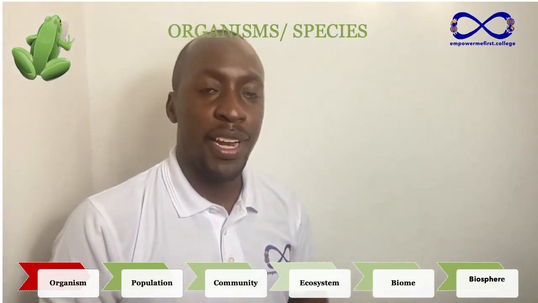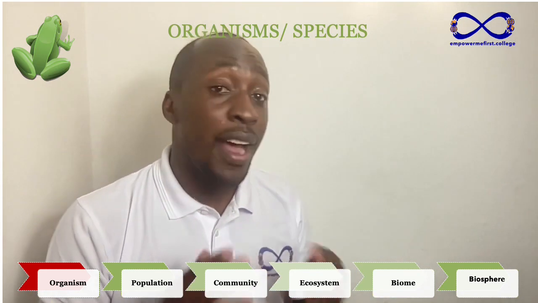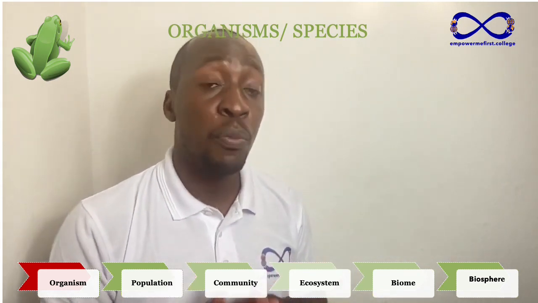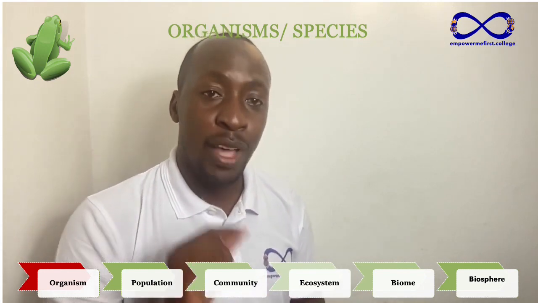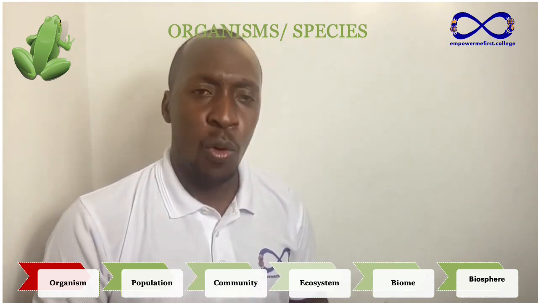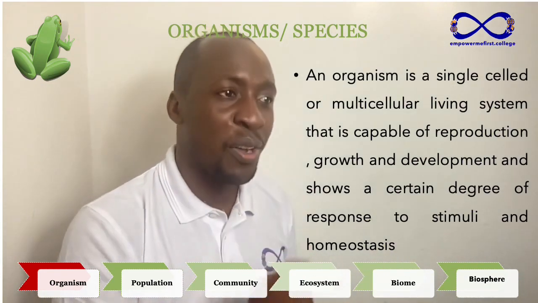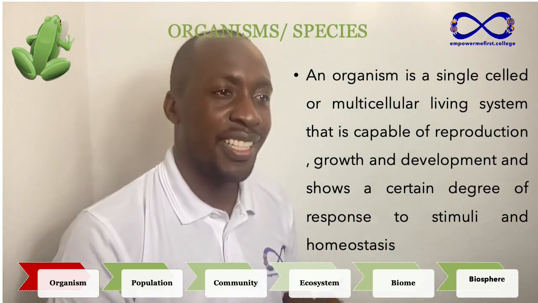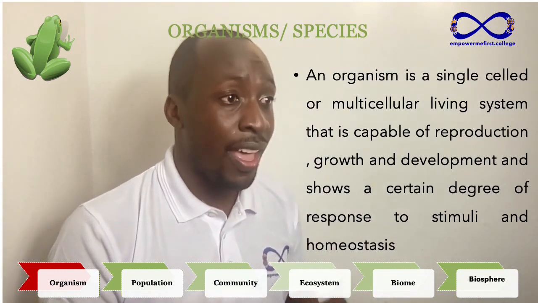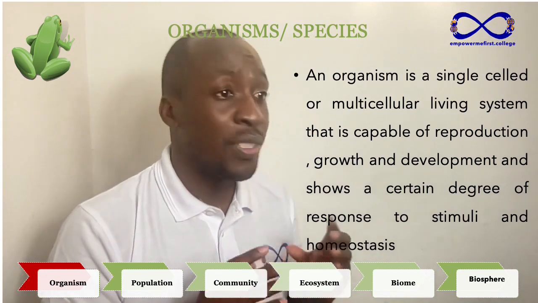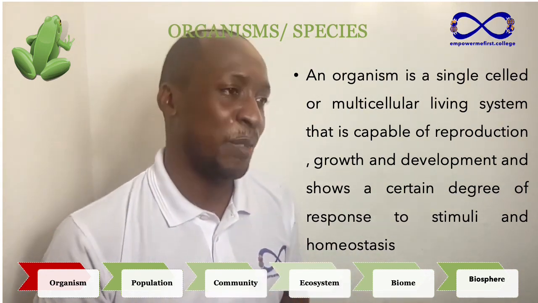We are going to look at the biosphere levels of organization. But for us to understand that, we need to break it down to the simplest point of view, that is the organism level. What is an organism? An organism is a single-celled or a multicellular living system that is capable of reproduction, growth, and development, and shows a certain degree of response to stimuli and homeostasis.